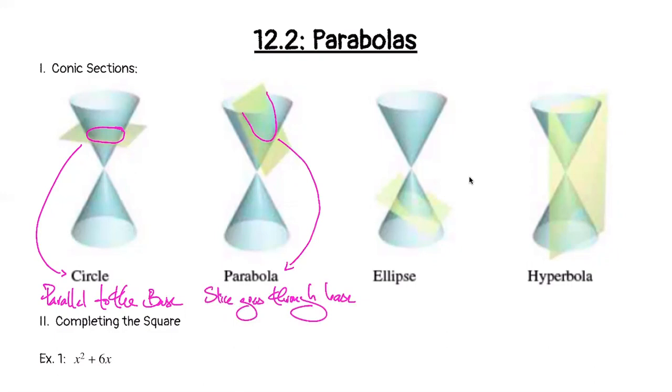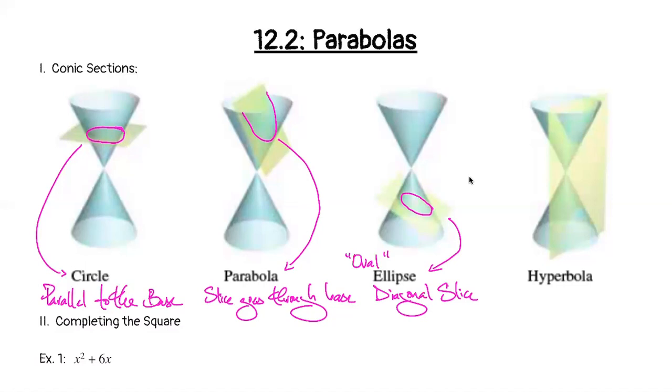And if we go back to slicing all the way through one cone, but it doesn't go through the base and it's not parallel to the base, so it's sort of a diagonal slice, then what you're going to end up with is an ellipse, okay? Another word for an ellipse is an oval. So it's not a circle, but rather an oval. It's longer in one direction than the other.